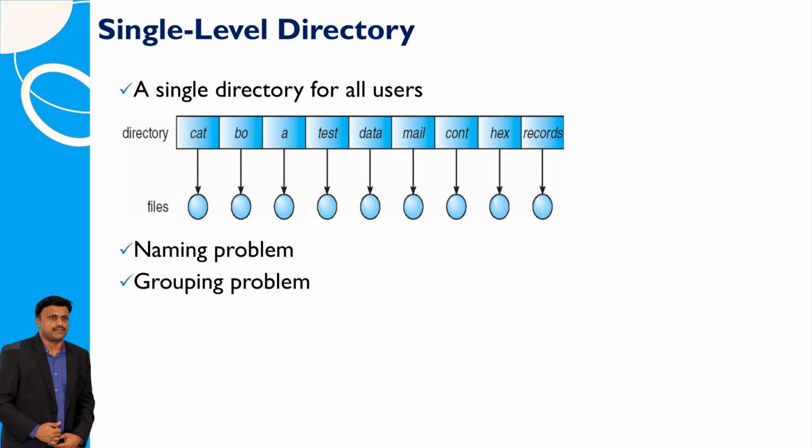With all users sharing one directory, there's a risk of naming conflicts, making it difficult to uniquely identify files. Additionally, organizing files based on user groups becomes problematic, as there's no hierarchical structure to segregate data effectively.